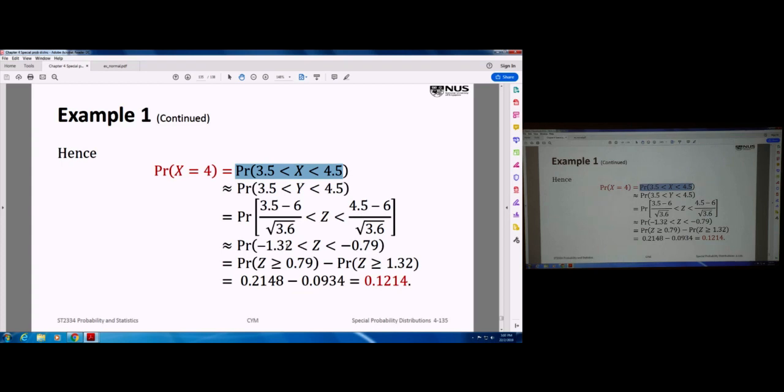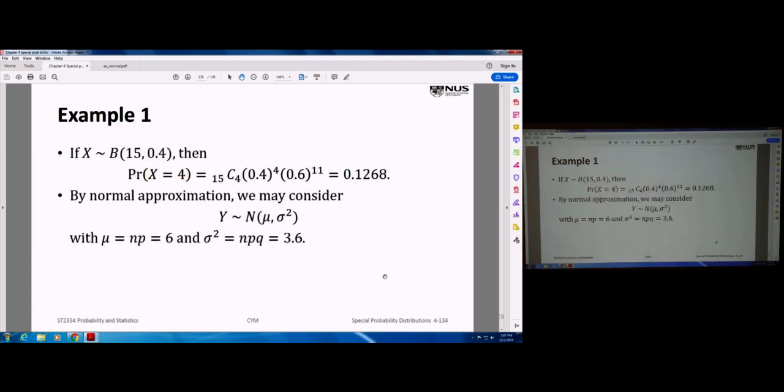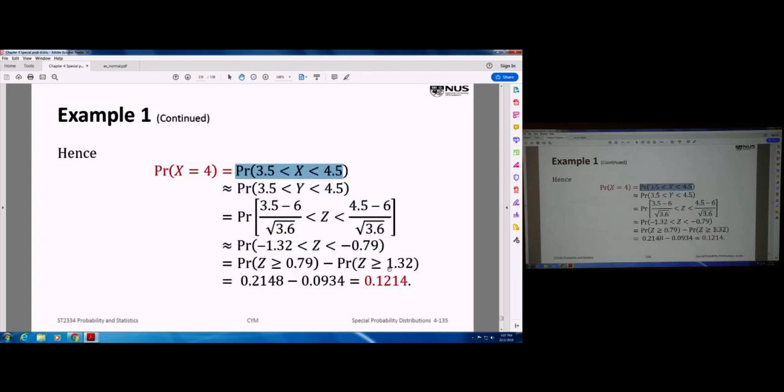This is the probability that Z is bigger than 0.79 minus the probability that Z is bigger than 1.32, and if you get these numbers from the tables, apparently the value is 0.1214. So what does this example illustrate? The true probability was 0.1268. We know the answer, and our approximation is 0.1214. Of course it's not the same value because it's an approximation, but it's not too bad. This is just an example. We would never use the normal approximation here; we're just trying to verify whether or not this approximation is reasonable.